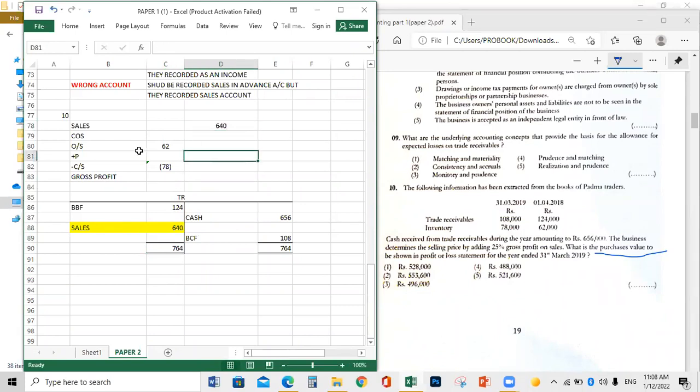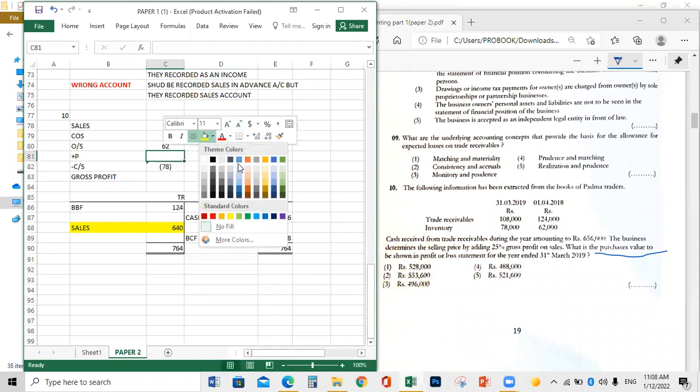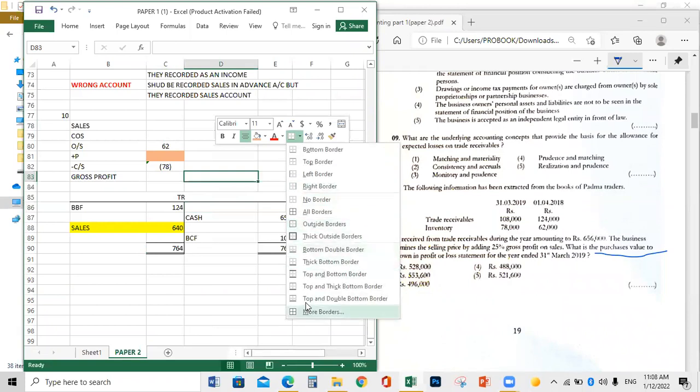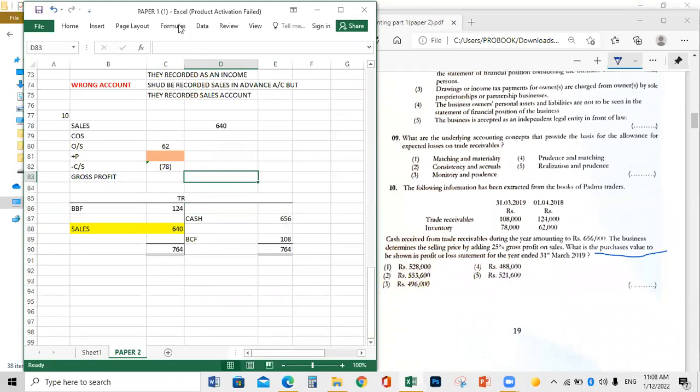Your sales is 640. So guys, our main purpose is we need to find the purchase. Our main focus here, we need to find the purchase because that is the question. That is the requirement. They're asking you to calculate the purchase value. So now see here, now you know it's on margin. Margin means sales is 100% or cost of sales is 100%? Quickly reply. If it is margin, is sales 100% or cost of sales 100%, guys?